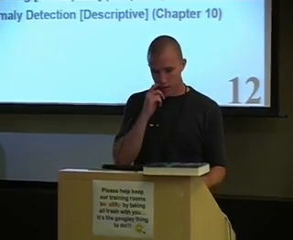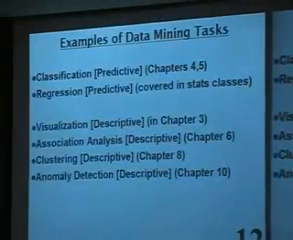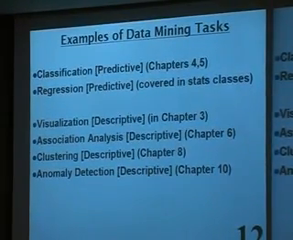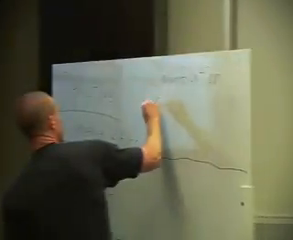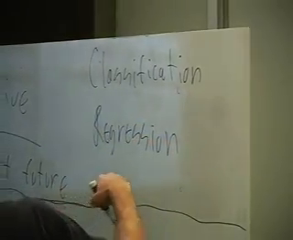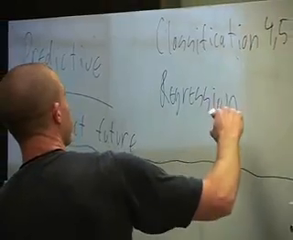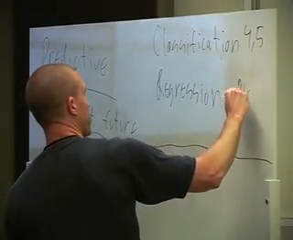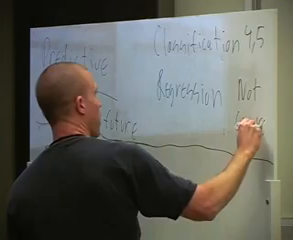So the topics that we're going to cover fall into these two categories as follows. The book talks about classification and regression as both being predictive. So we'll put here classification and regression, both of these as being predictive. Now, classification we're going to cover in chapters 4 and 5. Regression we're not going to cover in this course. However, if you take a stats course, they're going to cover regression.